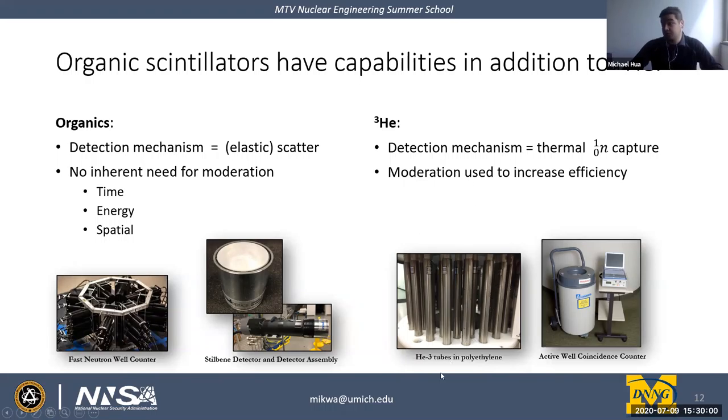By moderation, I typically mean polyethylene. And we can see in this photo, here are the helium-3 tubes, and we've put them inside polyethylene. It's great for improving efficiency, but if we look at organic scintillators, if our efficiency is good enough, we push our detectors in really close. Well, if we don't have moderation, then neutrons aren't spending time thermalizing, losing energy, and bouncing around the reflector. So we detect neutrons faster. We're looking at nanosecond scale or picosecond scale, as opposed to microsecond or millisecond scale.